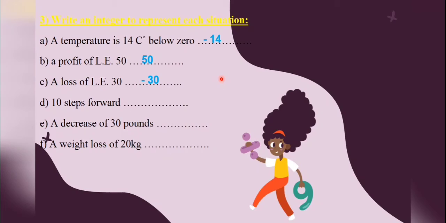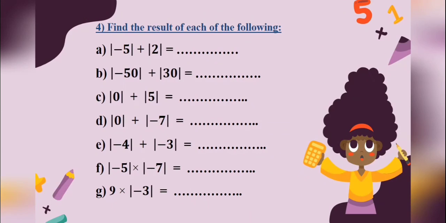When you lose money, you can represent it with a negative number, so it is negative 30. 10 steps forward. When you move forward, you move with positive, so it is positive 10. But if you move backward, it is negative 10. A decrease of 30 pounds, so it is negative 30. A weight loss of 20 kilograms. You lost here, so it is negative 20.